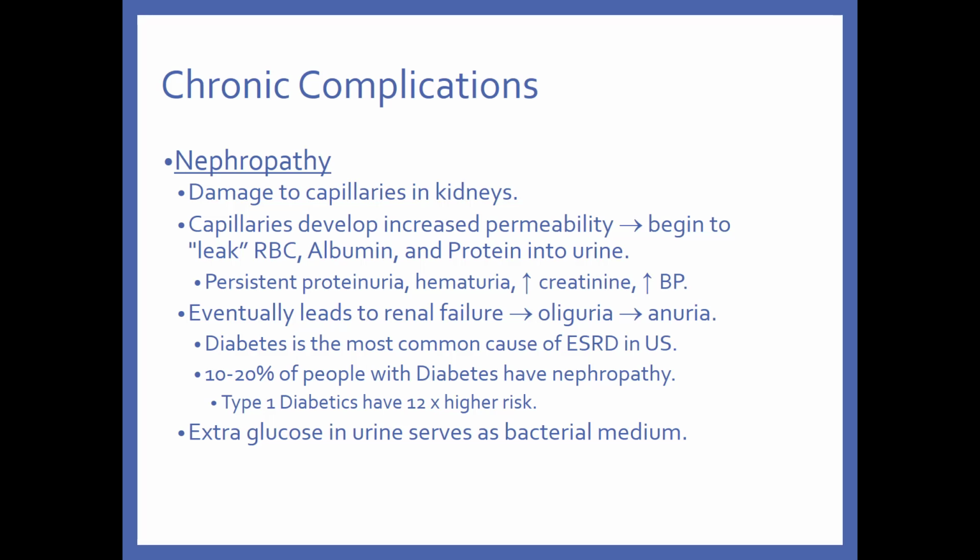So you'll see a decrease in the urine output, oliguria, and then to the point where they have no urine output, anuria. Diabetes is the most common cause of end-stage renal disease in the United States. Okay, so there's a significant correlation between renal failure and diabetes, as well as hypertension. 10 to 20% of people with diabetes have some level of nephropathy, and they say that type 1 diabetics, their risk is 12 times higher.